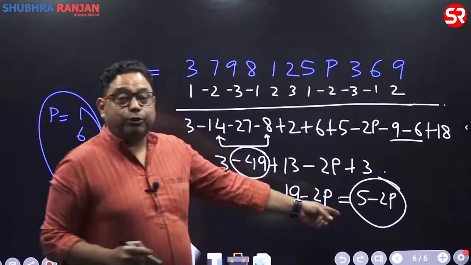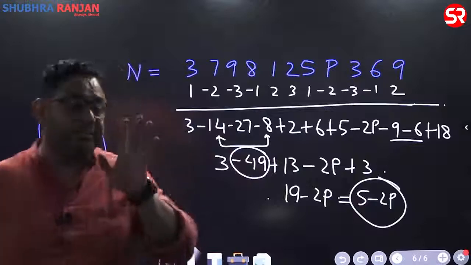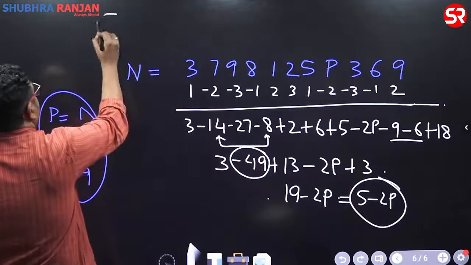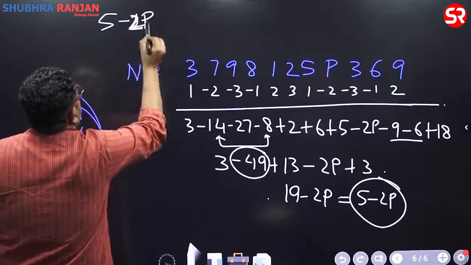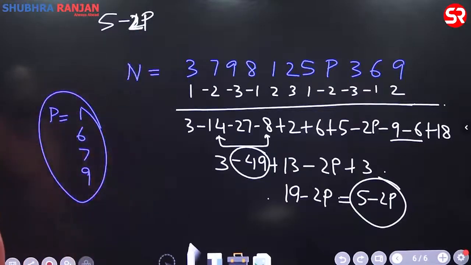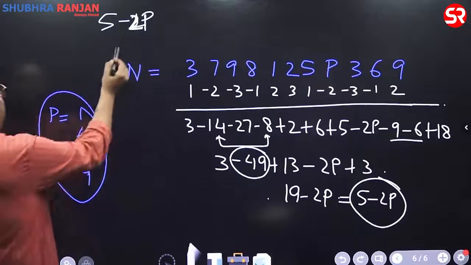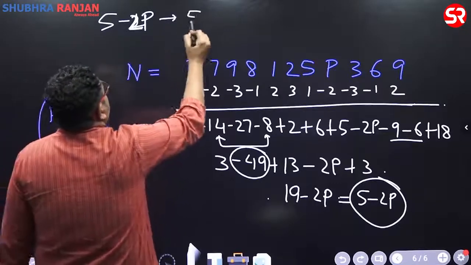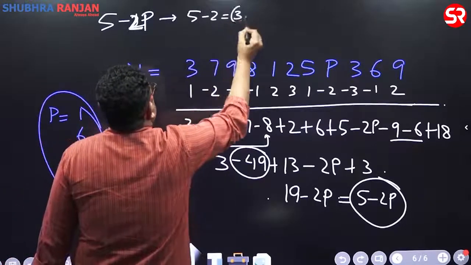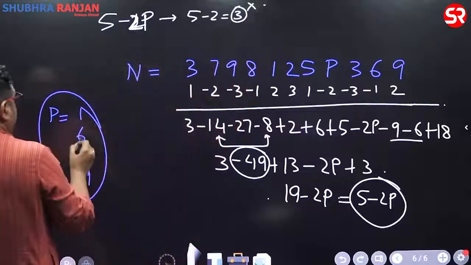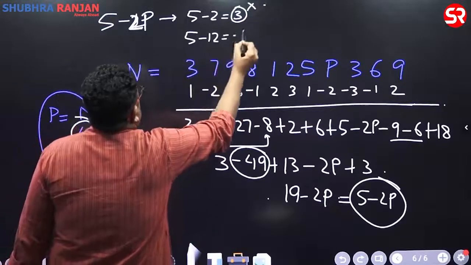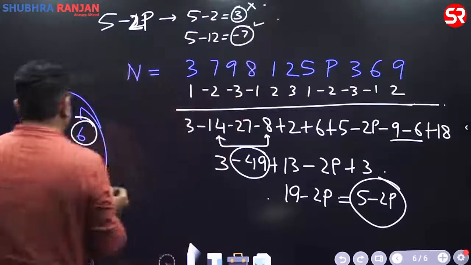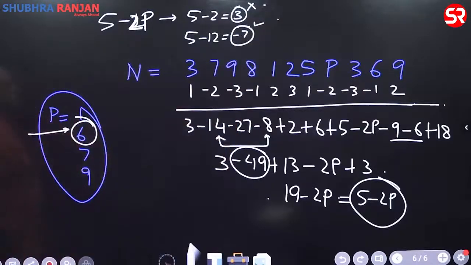Now 5 minus 2P has to be a multiple of 7. So just check out 5 minus 2P. See the level of questions they are giving you. 5 minus 2P, a multiple of 7. If I put 1 over here, this gives you 5 minus 2, which is 3, not a multiple of 7. If I put 6 over here, it is 5 minus 12, which is minus 7, a multiple of 7. This is your correct answer.